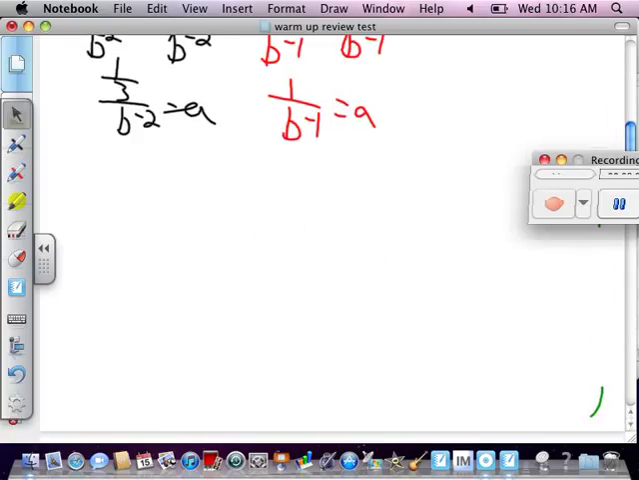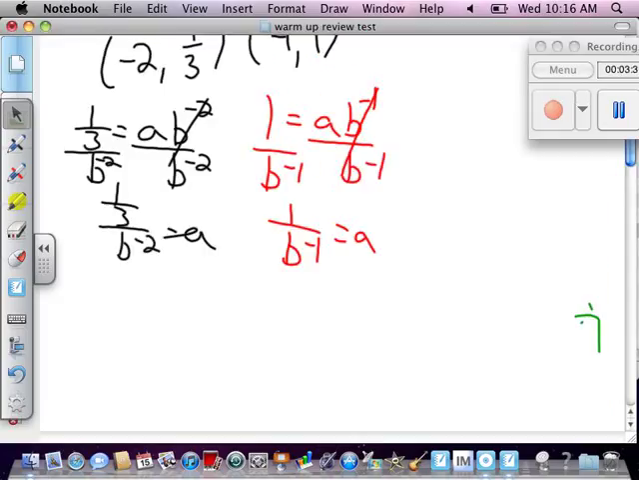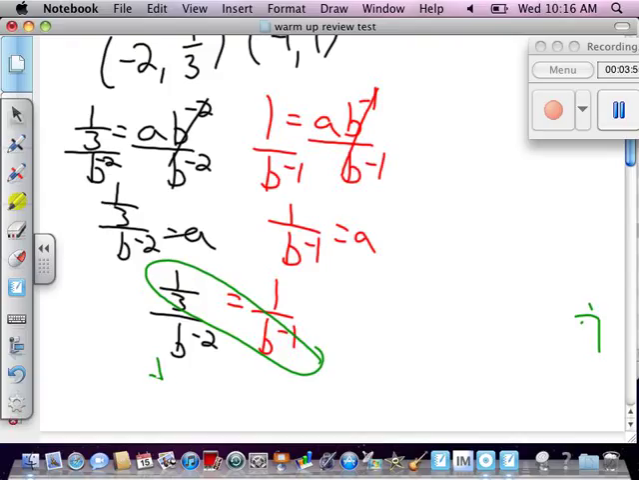Now, once I'm at this step, sorry, did you miss some of that? Yeah. Okay, now that we're here, we're going to set them equal to each other. 1/3 over b to the negative 2 equals 1 over b to the negative 1. Now what do I do? Cross multiply, good. We're going to cross multiply. 1/3 b to the negative 1 equals 1 times b to the negative 2.